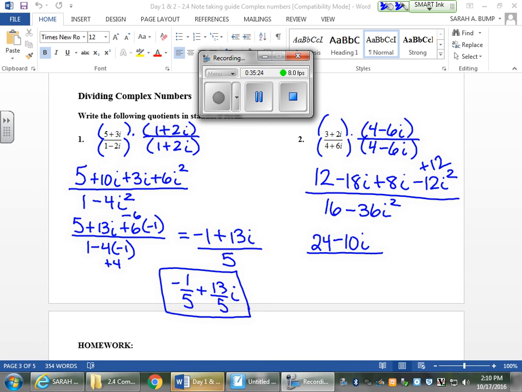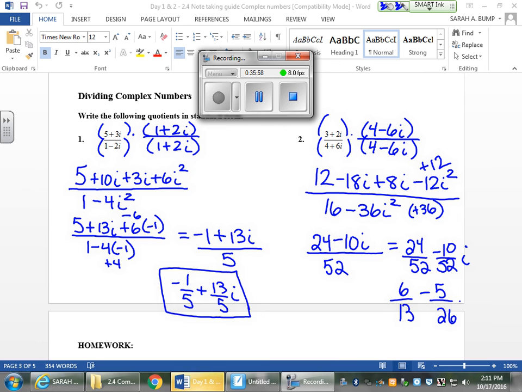In the denominator, we're going to get negative 36 times negative 1, which is really positive 36, which we can add with the 16 to get 52. I'm going to separate them out. 24 over 52 minus 10 over 52i. If I divide those fractions individually to simplify, I could divide the first both by 4 to get 6 over 13, minus, if I divide both of those by 2, I will get 5 over 26i. And that is the final answer in standard form.